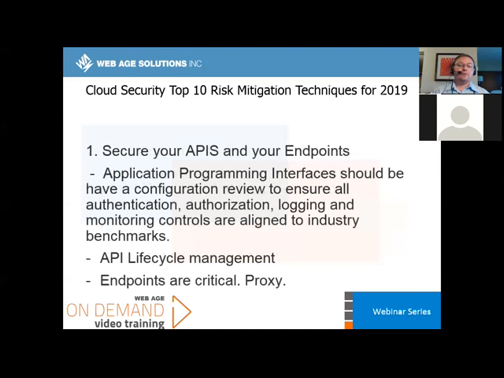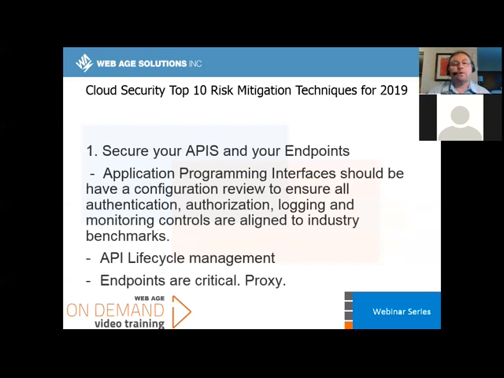Lastly, the last item I want to cover is securing your APIs and endpoints. So I had referenced that APIs are what? Application programming interfaces. Now with APIs, these are basically what I like to call on-ramps to the cloud. Basically, you're going up onto the highway to the cloud.